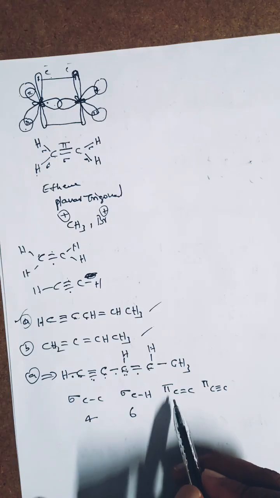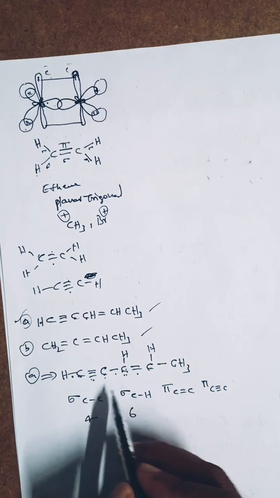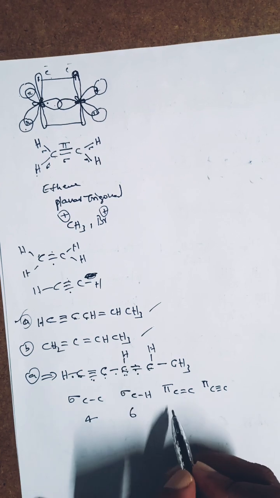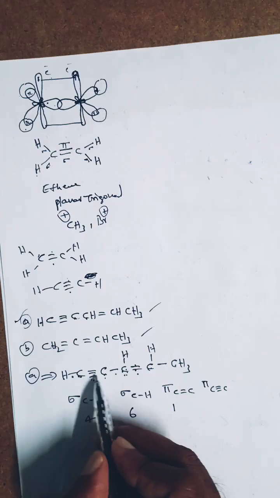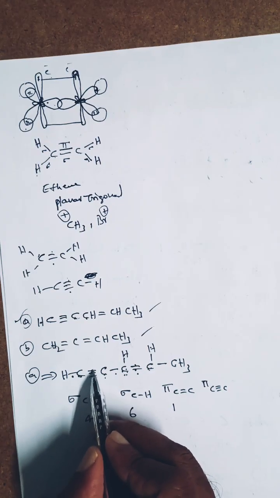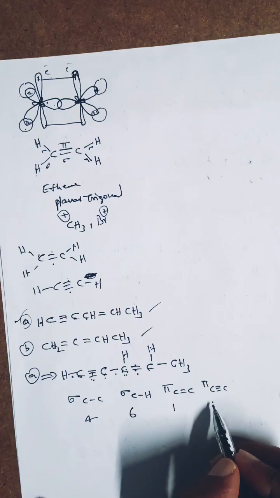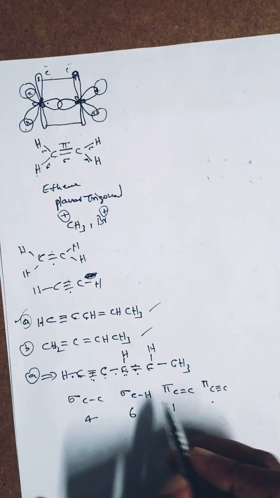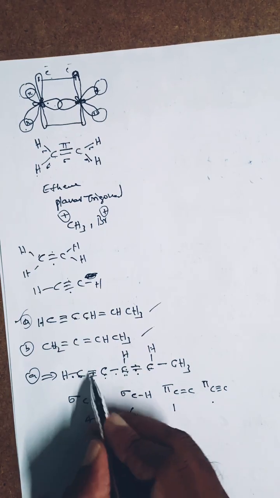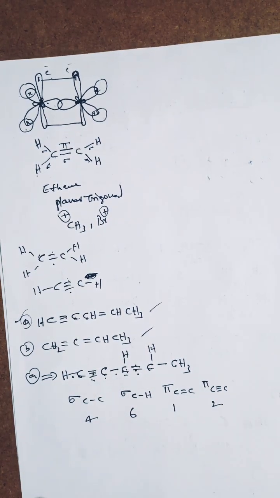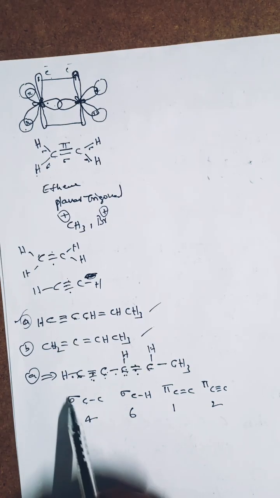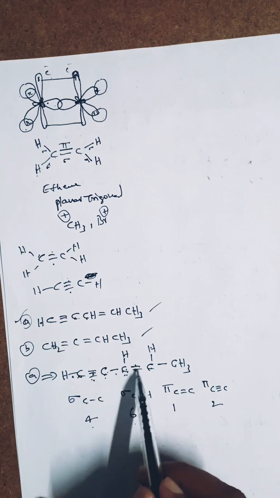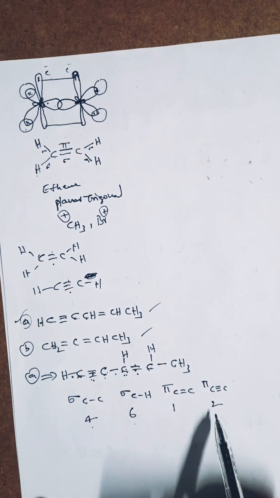Here pi double bond. Here 1 pi bond is there. Pi double bond means this is 1 pi bond. Pi here triple bond, that means these two are triple bond. In this triple bond, 2 pi bonds are there. So sigma C–C are 4, sigma C–H is 6, pi in this double bond 1 pi bond is there, in this triple bond 2 pi bonds are there.